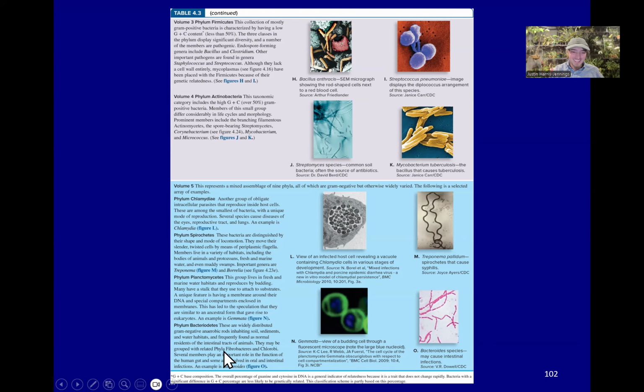These bacteria are gram-negative, so they have those three layers: the inner cell membrane, the narrow cell wall, and the outer cell membrane. It's also anaerobic, and we'll talk about how that means it likes to be without oxygen, and it's rod shaped, so it's bacillus in shape.